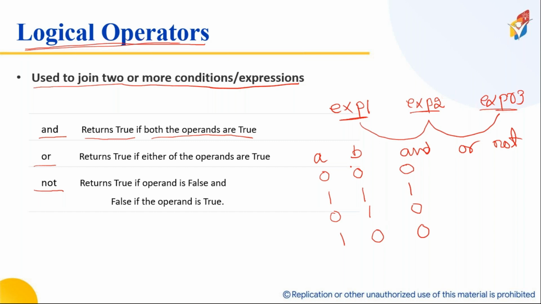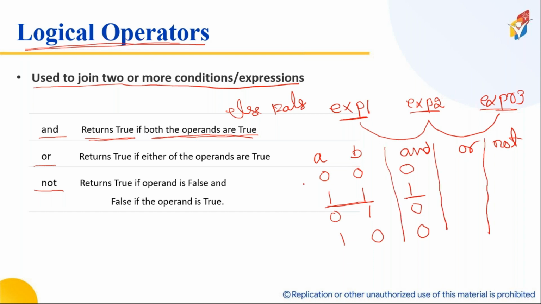Can you please note down this table? Once again, when both A and B are true, the answer is true. In all other cases, the answer is false. Is it okay? It returns true if both operands are true, otherwise false. I hope it is clear for everyone. Shall I go for the OR operation?